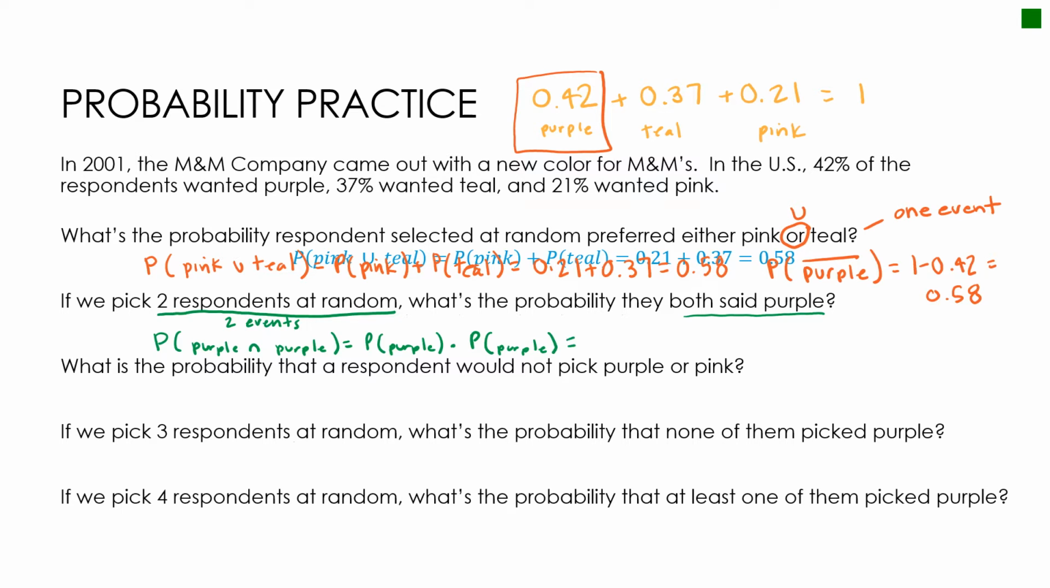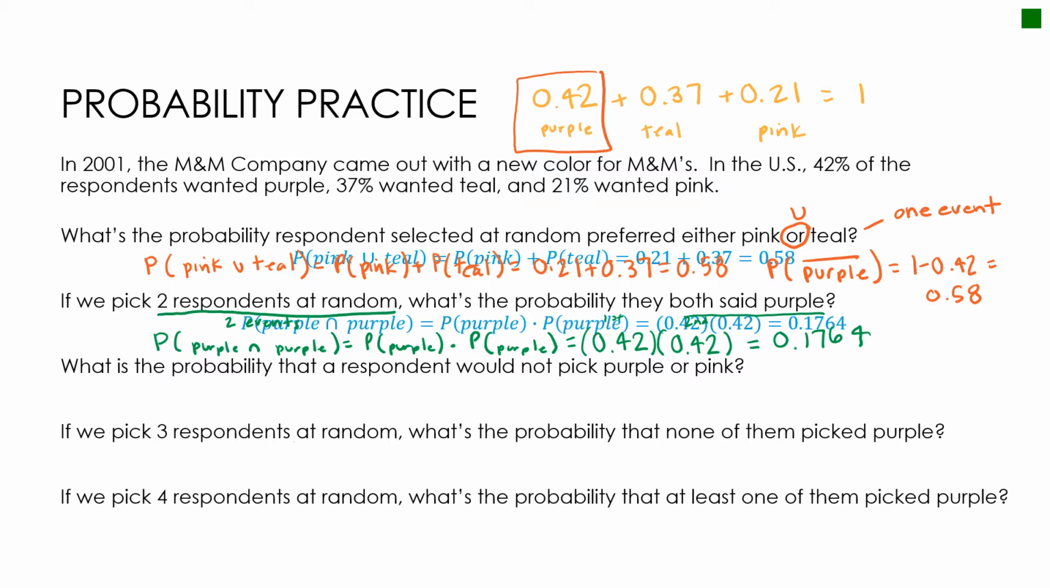And again, we're assuming these are independent events because it's a very large sample size. So purple is 0.42 and purple is 0.42. And of course, I could have written that as 0.42 squared. But for the sake of noticing that this is the first event and this is the second event, I'll leave it just like this. And when I multiply those out, I get 0.1764. So here I'm going to 4 decimal places.